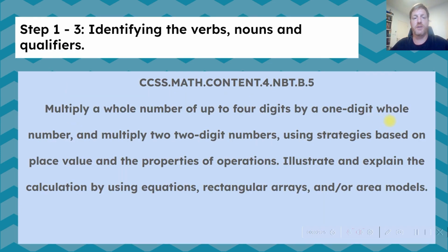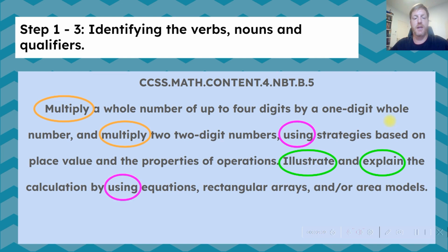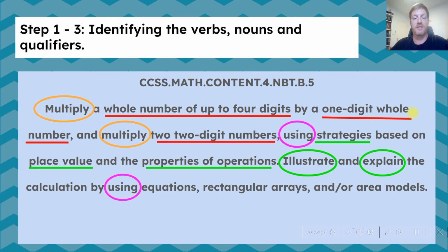So let's have a look at the standard. First of all, we have multiply and multiply. Then we have using, illustrate and explain, and using again. So what do we need to multiply? Well, first of all, we need to be able to multiply a whole number of up to 4 digits by a 1-digit number. The students also need to be able to multiply two 2-digit numbers using strategies based on place value and properties of operations. They also need to illustrate and explain their calculation using equations, rectangular arrays, and area models.